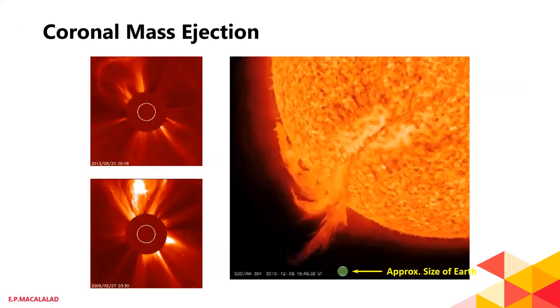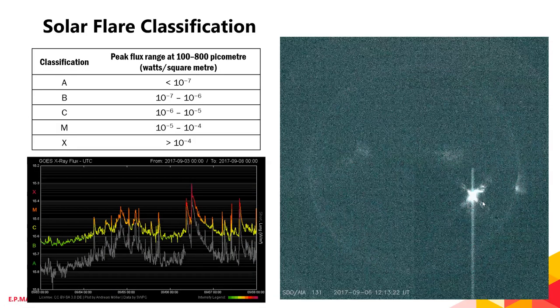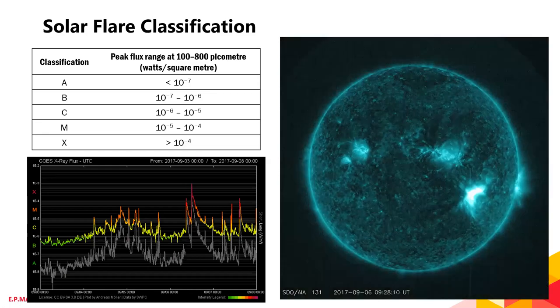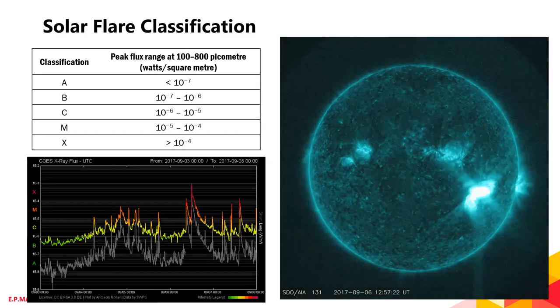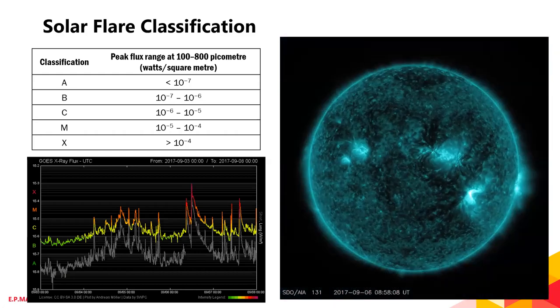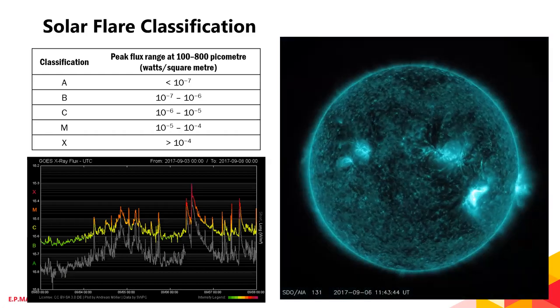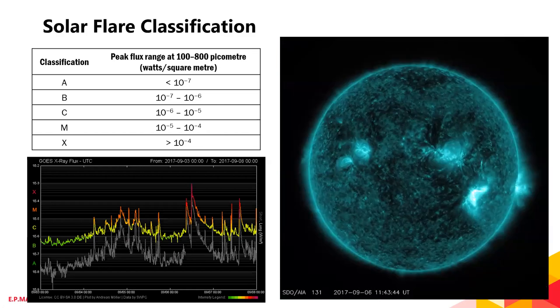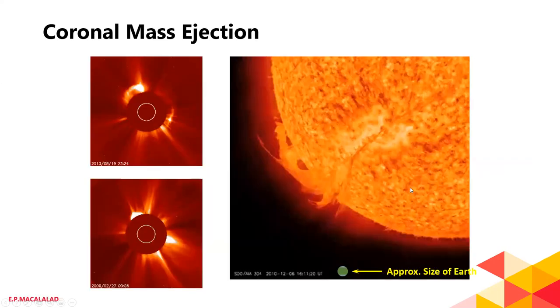Now, coronal mass ejection. Usually, solar flares are accompanied by coronal mass ejection, but not all the time. Usually only the large flares are accompanied by a coronal mass ejection, and usually the solar flare happens first before the ejection of the material, or CME.